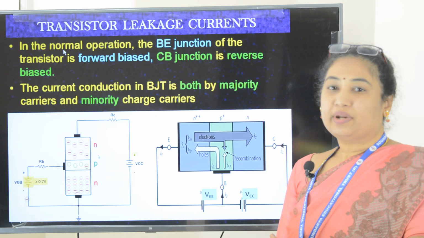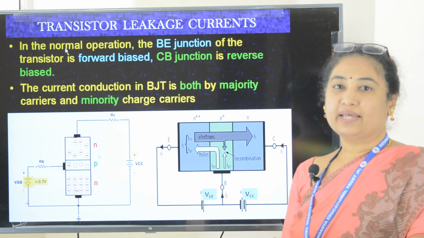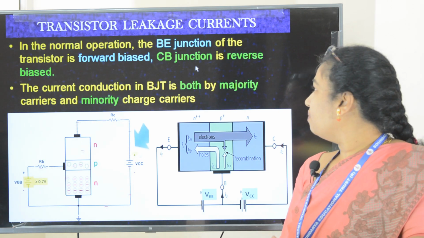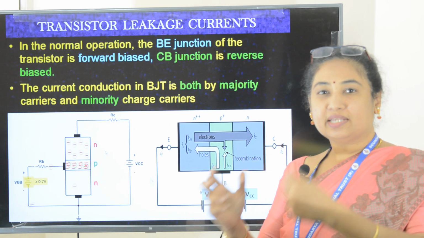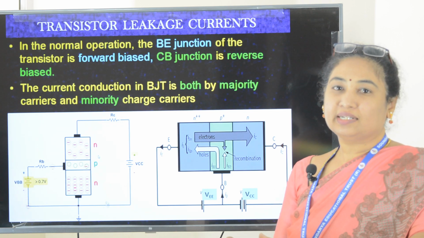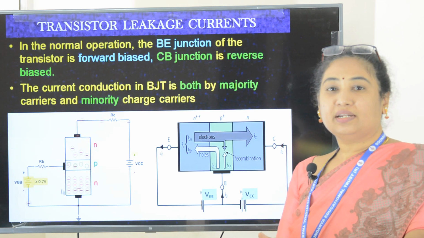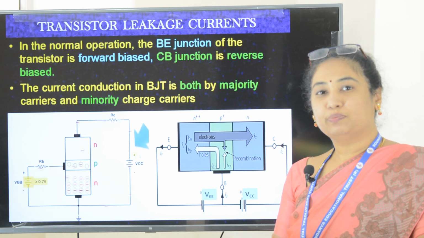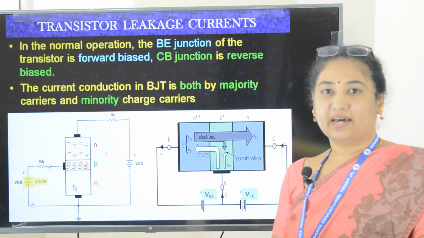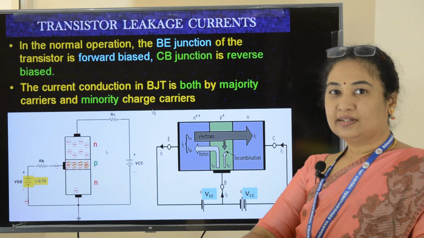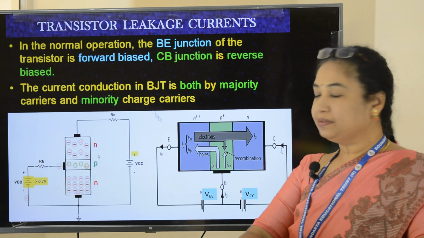So in the normal operation, as we all know, the base emitter junction must always be forward biased. When it is forward biased, the majority charge carriers flow, and the collector base junction must be reverse biased. So the current conduction in the transistor is by both majority charge carriers and minority charge carriers. Just observe the diagram here.